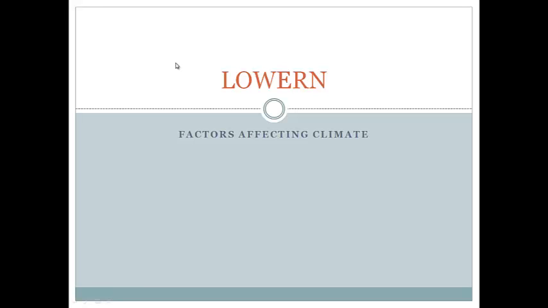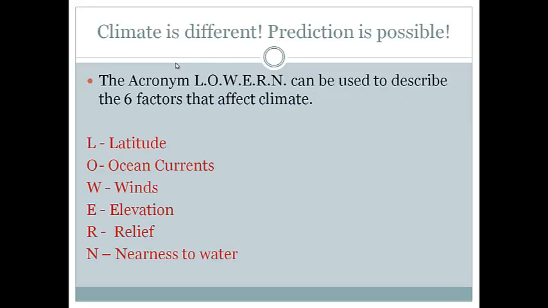Today we're going to be talking about LOWERN. Please take a moment and fill in the associated task sheet for this lesson. LOWERN is an acronym that stands for the factors that affect climate.